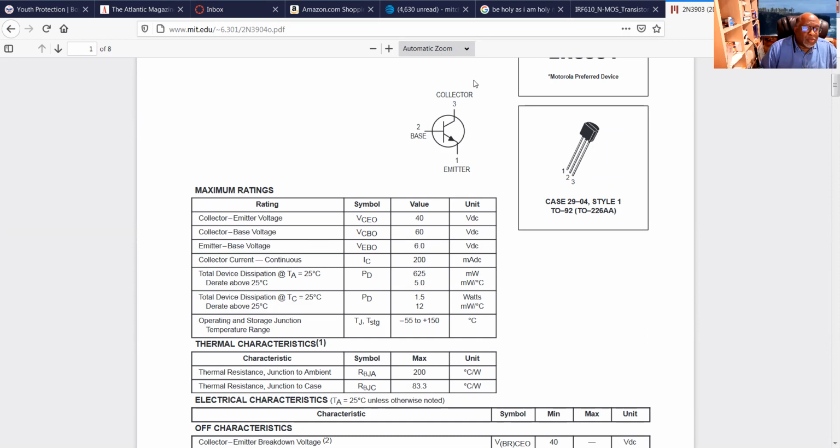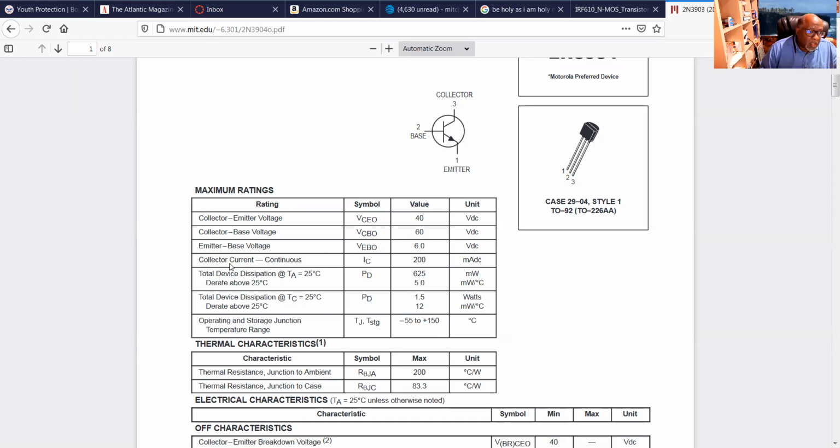Then we have the collector to the base, which is between here and here. That can withstand up to 60 volts before it breaks down. But there's a diode junction here, so you're actually looking at the reverse breakdown voltage of a diode. And then your emitter base voltage, your emitter to base reverse bias diode, can withstand up to 6 volts with this being positive and this being negative before it breaks down.